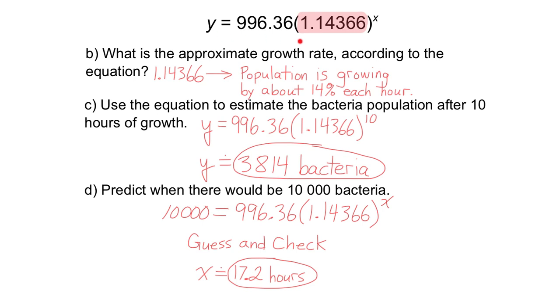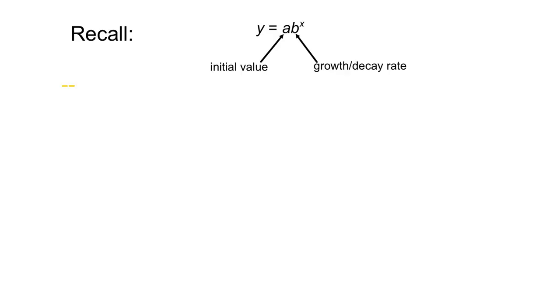So once you have an equation to model your situation, in this case bacterial population growth, you can either solve for the y variable or solve for the x variable, depending on what it is you're looking for. Now, just recall, we're using a simplified version of the exponential function equation, a times b to the x. A represents your initial value, your y-intercept. B is your growth rate or your decay rate.